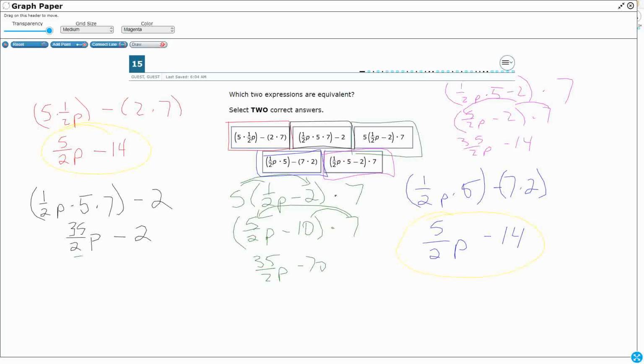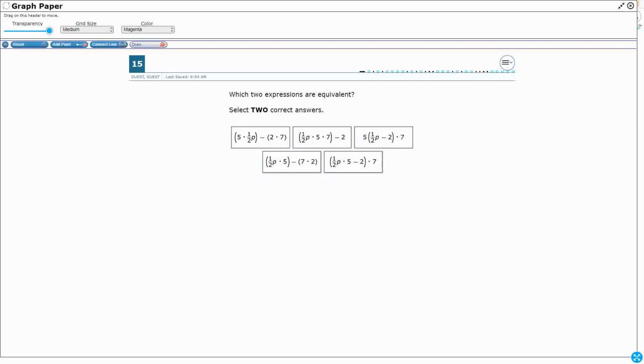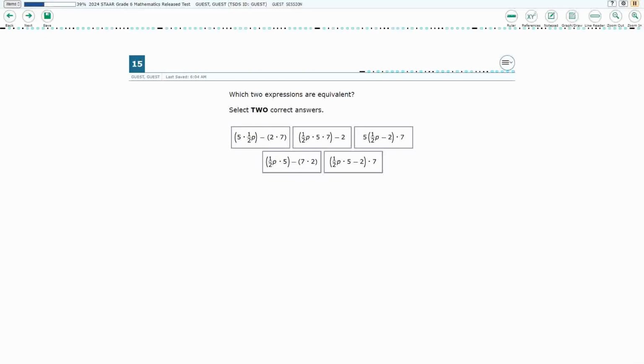It is going to be the blue and the red. And simply take a look at what we have here. This blue and this red, if we just go back to the basics, it's the exact same terms. That's just the commutative property. They just flip the order. 2 times 7, 7 times 2, 5 times 1/2, 1/2 times 5. Just flip the order. So that's my answer.